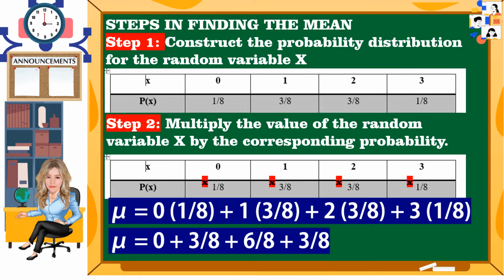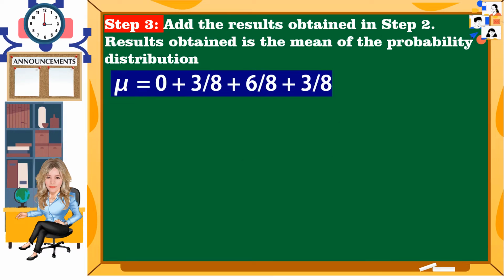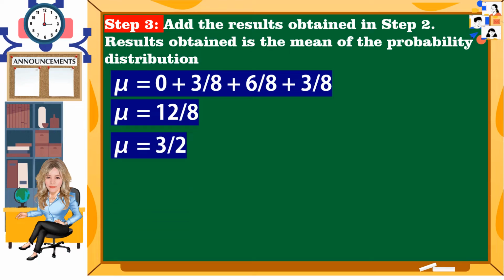For step number 3, add the results obtained in step 2. Results obtained is the mean of the probability distribution. So let us now add the result. 0 plus 3 over 8 plus 6 over 8 plus 3 over 8. It will give you mu is equal to 12 over 8, or in the lowest term, that is 3 over 2, or it is 1.5.